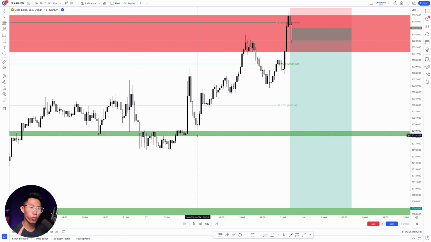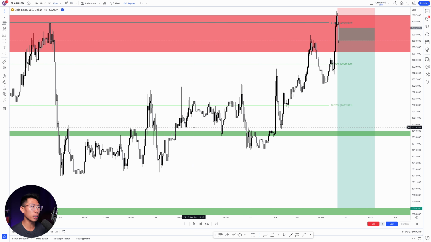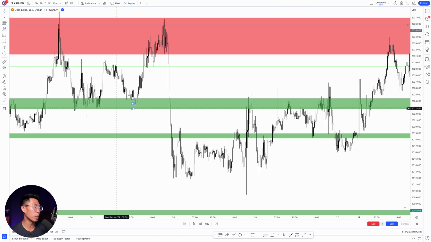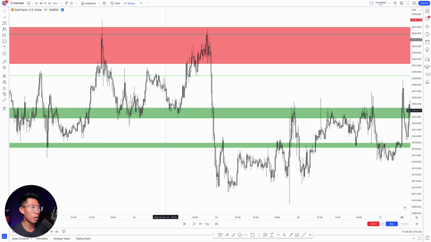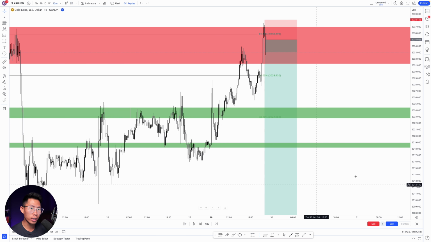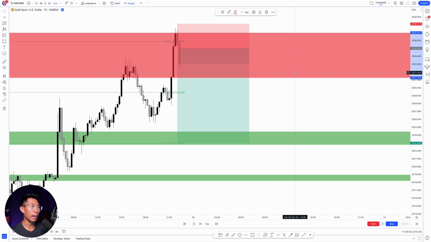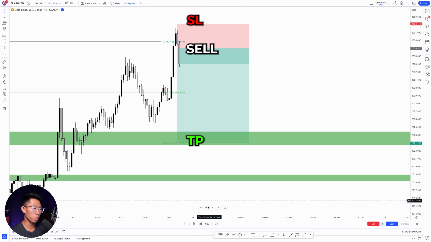But wait, what if we zoom out even further? If you zoom out even further, you will see that there is actually another demand zone right here, where price mitigated this area multiple times. So actually our take profit shouldn't be down here. It should be all the way up here at this recent demand zone. And ladies and gentlemen, this is where the fun begins.